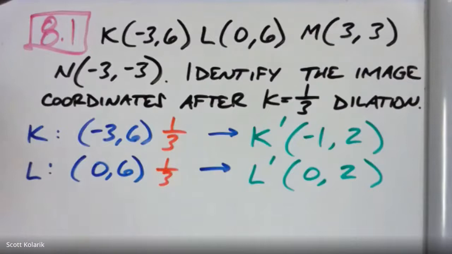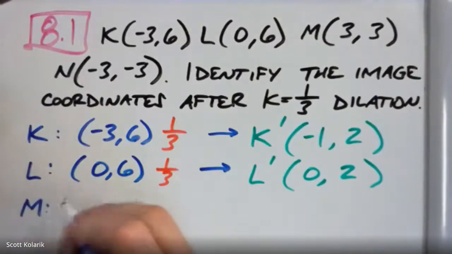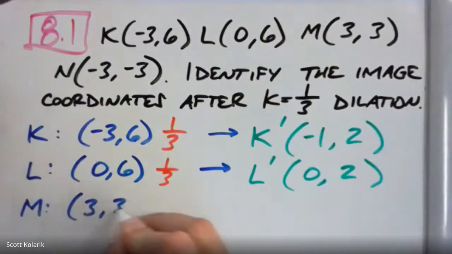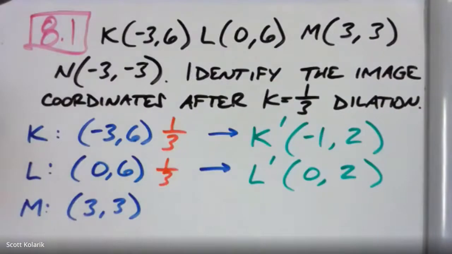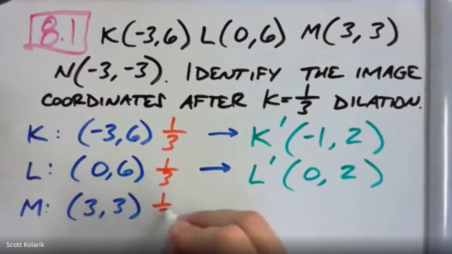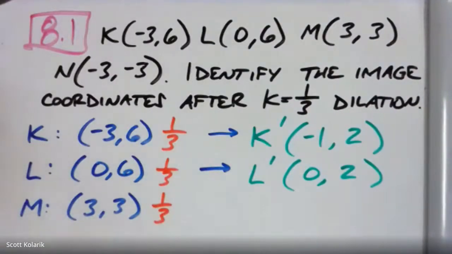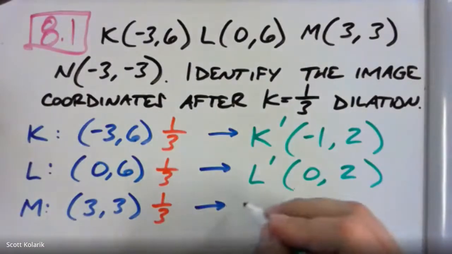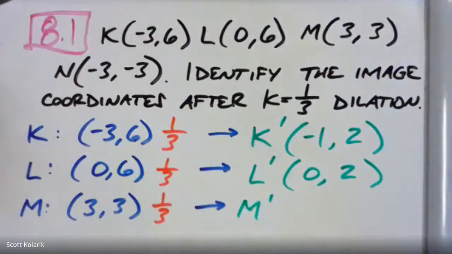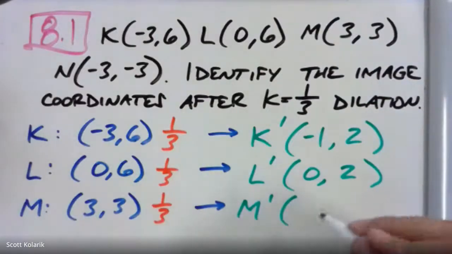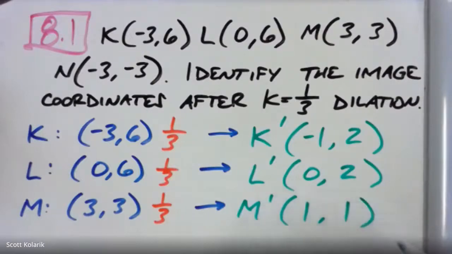Moving down the line, point M here, which is (3, 3), is going to be multiplied through by my constant scale factor of k equals 1/3. Converting that into its image point will give me M prime, M apostrophe, to denote that's where it's moving to. Multiplying 1/3 by 3 gives me 1. Multiplying 1/3 by 3 gives me 1 again. There's M prime.